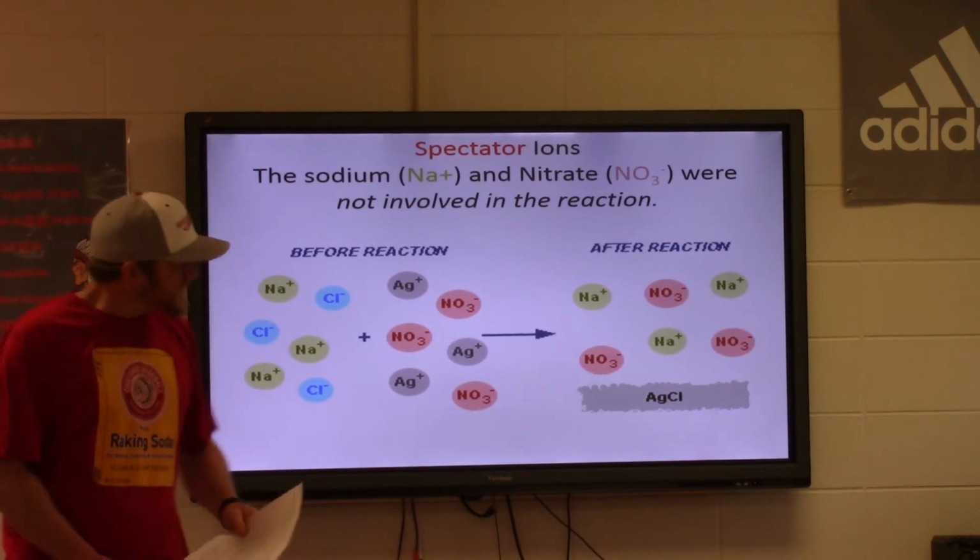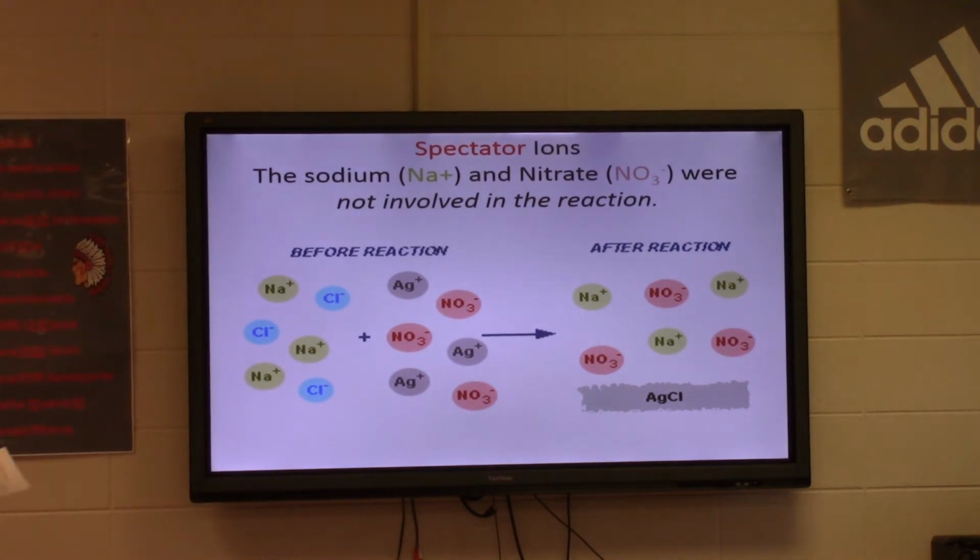And this slide will make more sense once we begin to look at what a spectator ion is. When we talk about spectator ions, they're the ions that are found on both sides of the equation arrow and are not involved in the actual chemical reaction that is occurring.